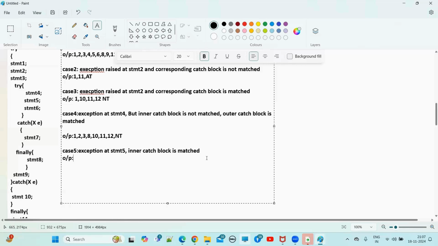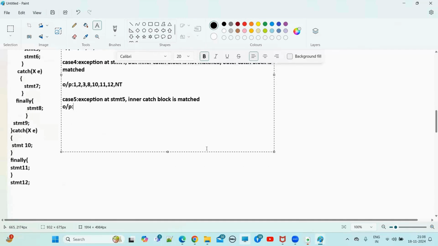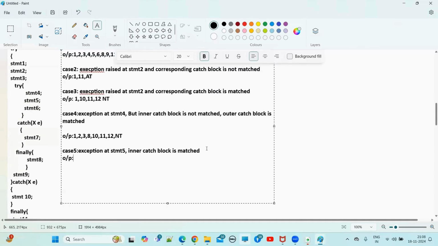Statement 1, 2, 3, 4. Exception is raised at 5, right? After that, 7, 8, 9, 11 and 12. Normal termination, right? Yes sir. Clear, right? No need to explain. So now, here I'm writing one more.